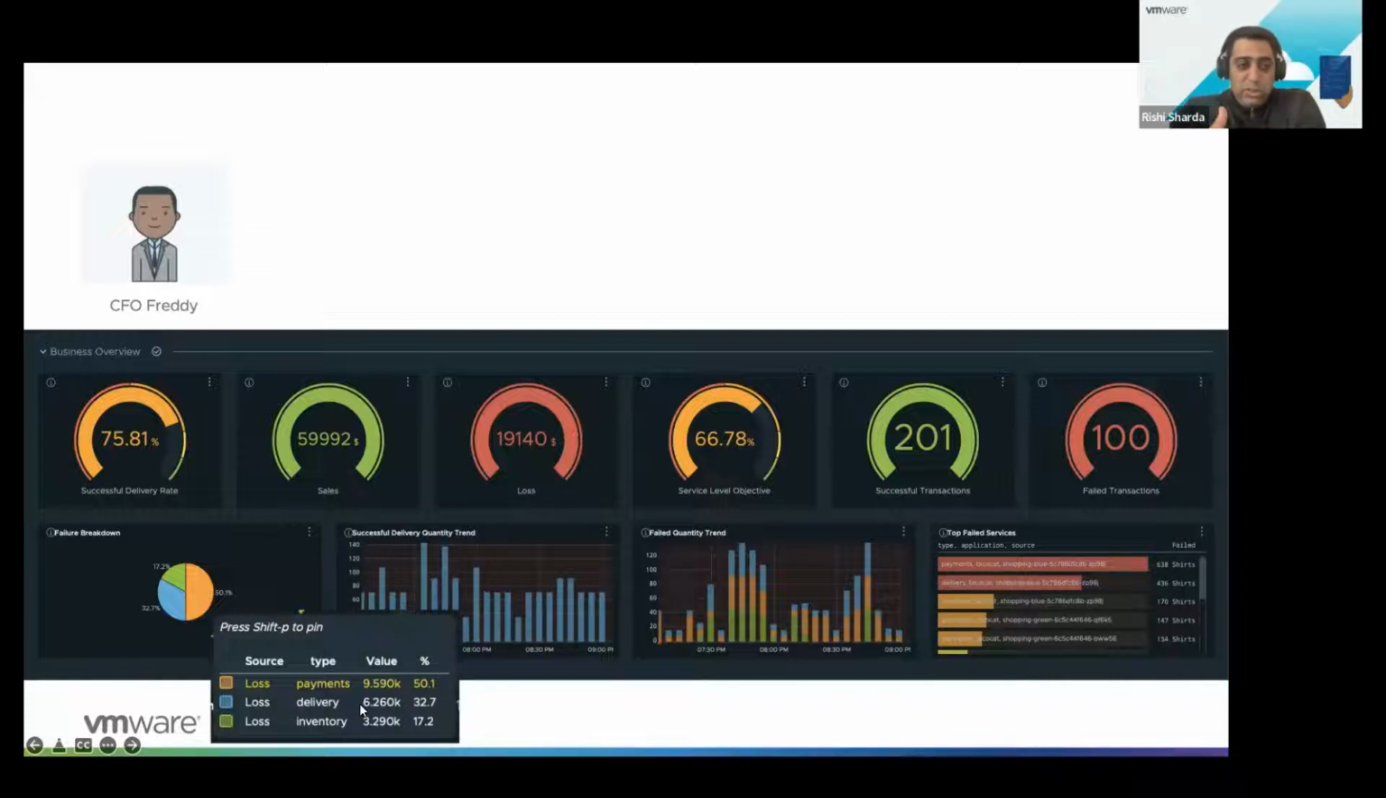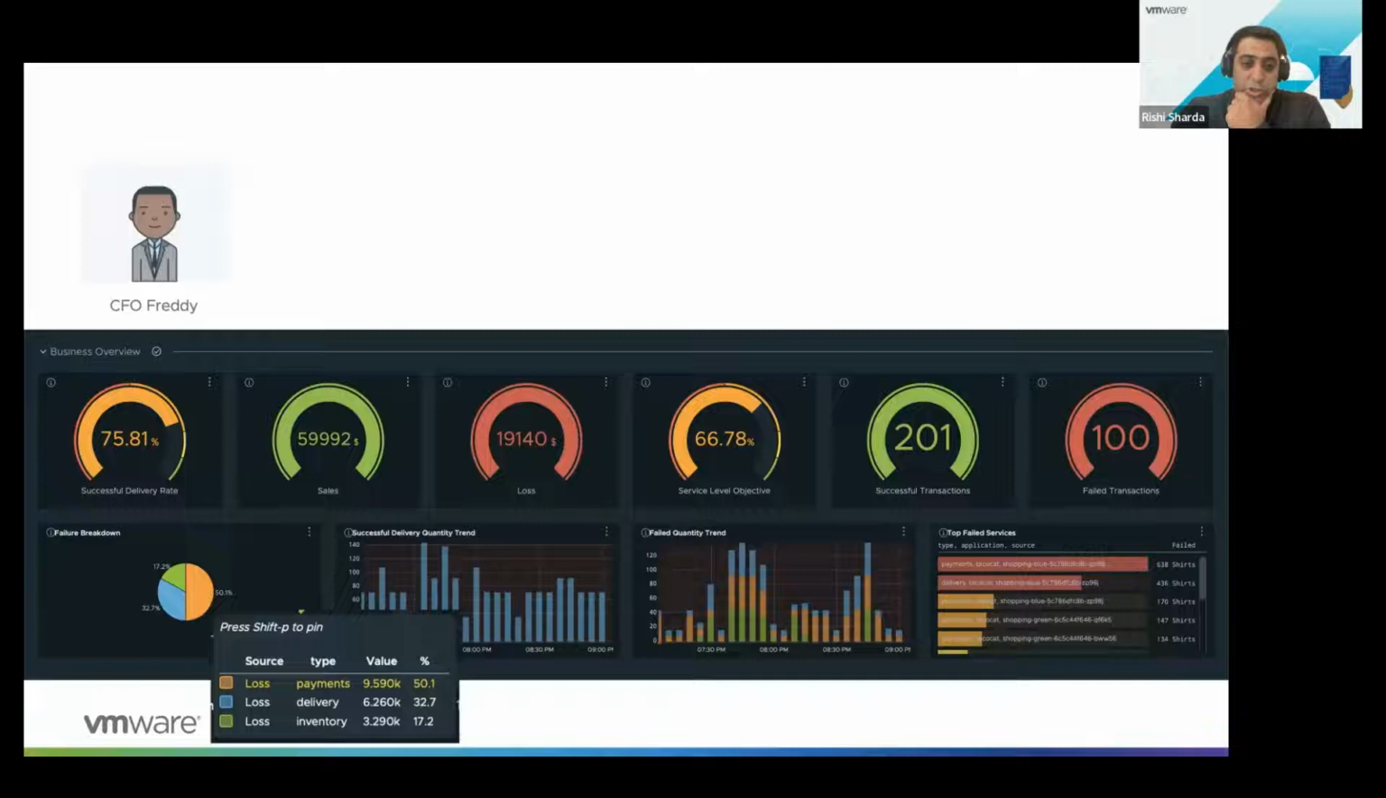So they did not just get a view into what revenue was lost, but what was the cause of loss of revenue, and where should they deploy their resources in order to get a maximum return on the investment made. So they identified that the payment services were the area where they needed to concentrate because that's 50% of their lost revenue.